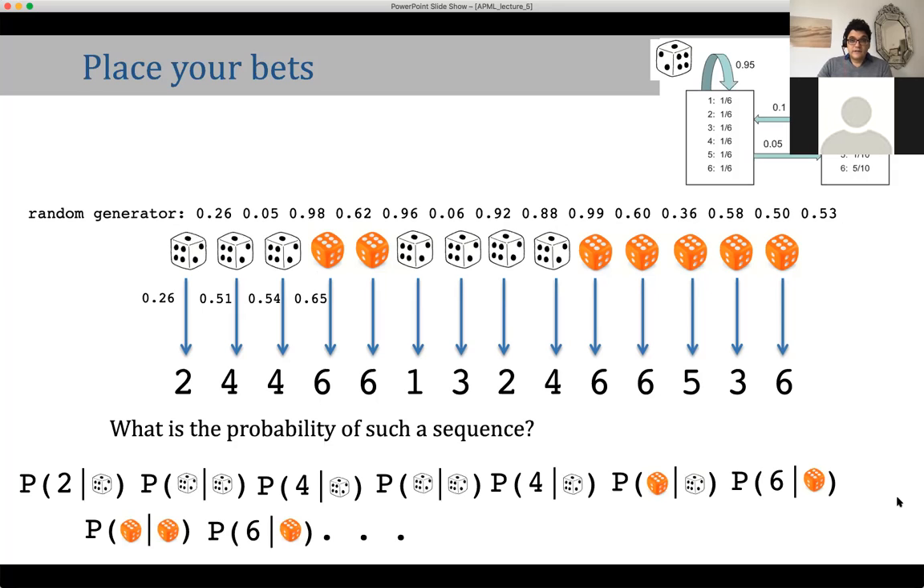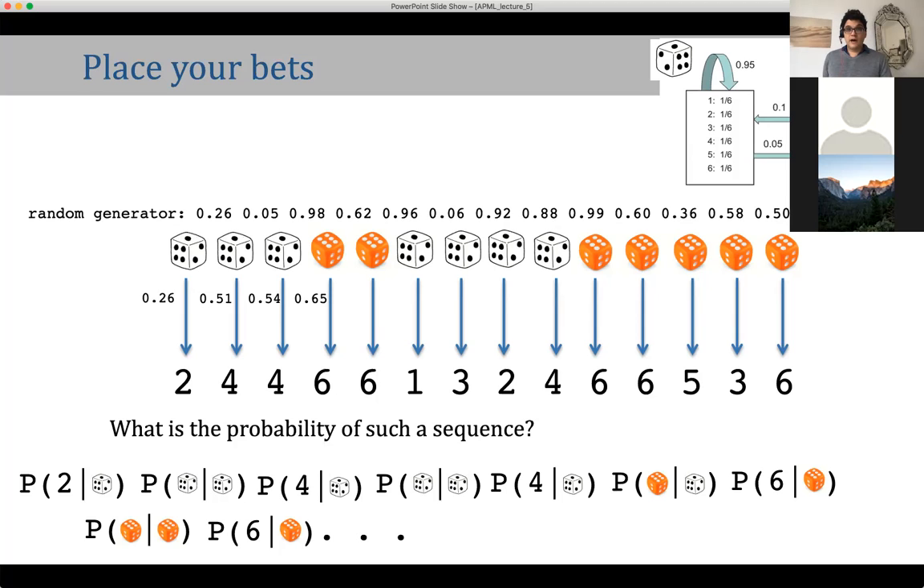I generate a 6 given that I have a loaded dice, and then again I compute the probability of moving from loaded dice to loaded dice times the probability of having a 6 given I have a loaded dice. Okay, so you see here the computation of the probability. We could write that in a formal way, but that's something we will do maybe for the exercises. The computation of the probability of a sequence when we know what are the hidden states, what are the types of the dice.